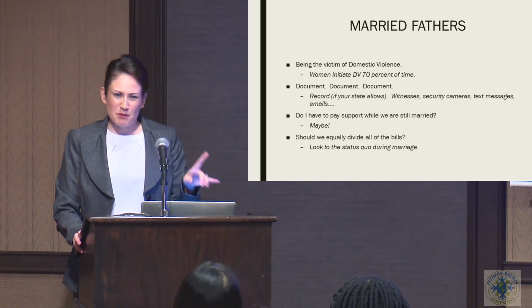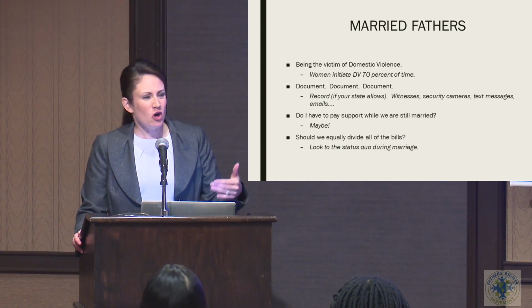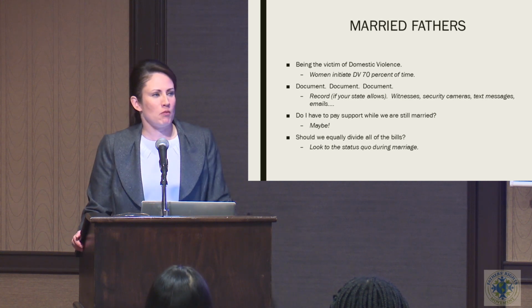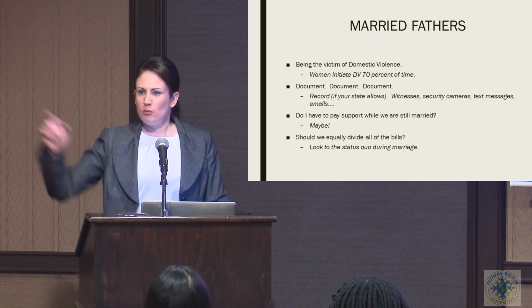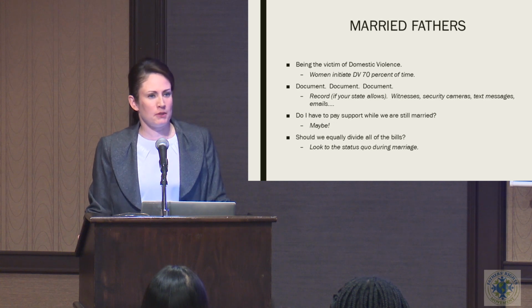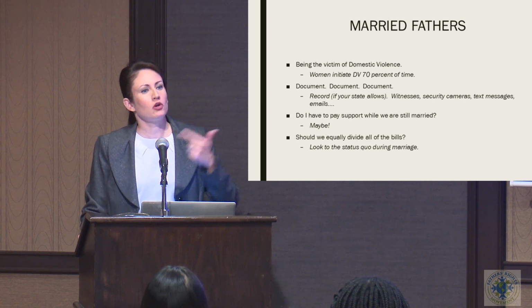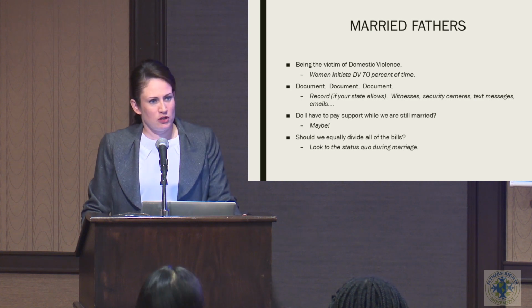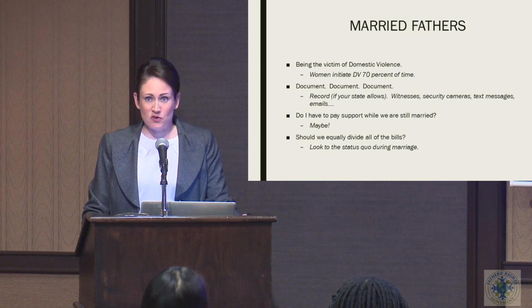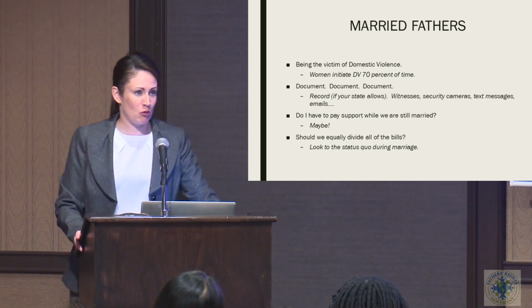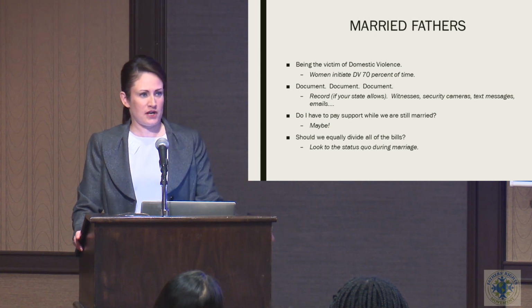Where dads sometimes get themselves in trouble is they say, you know what, she cheated on me. We've been married for 15 years. She's been a stay-at-home mom. You know what, you pay the bills. And the judge is going to say, really? You want her to pay the bills? Well, Judge, she had an affair. She cheated on me, right? You want to look reasonable, okay? So look to the status quo during the marriage. You may have a spouse that has an affair on you, and you still have to foot the bills for a while. Judges will look to the status quo.